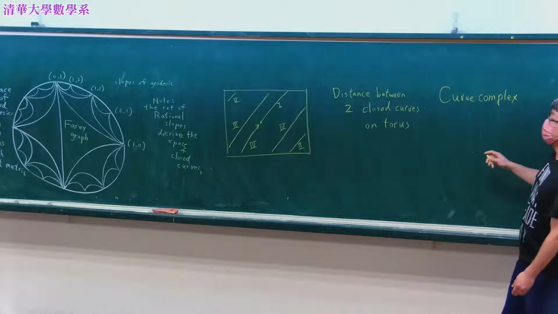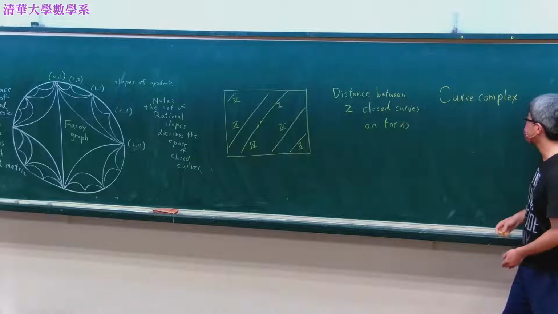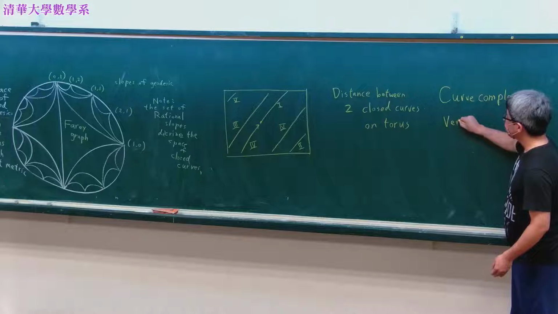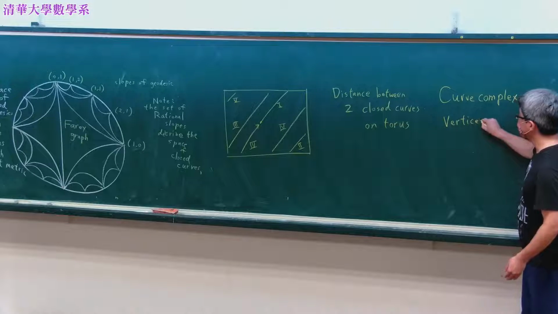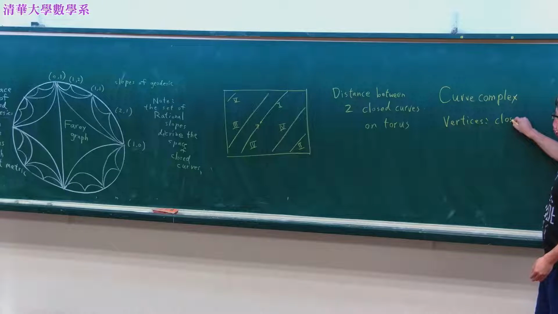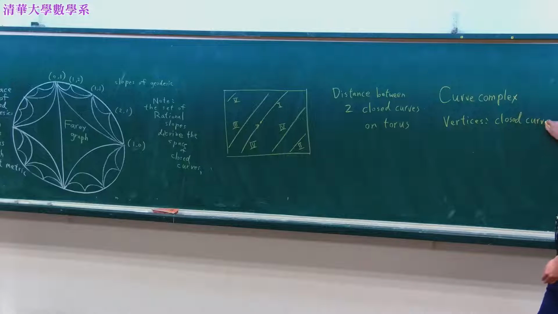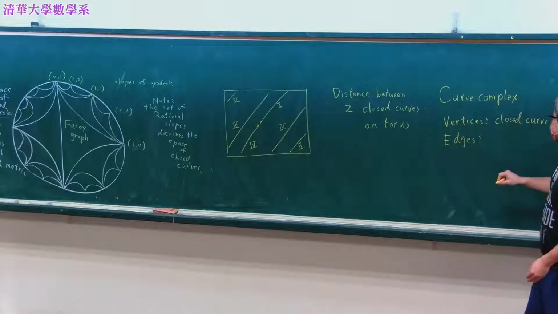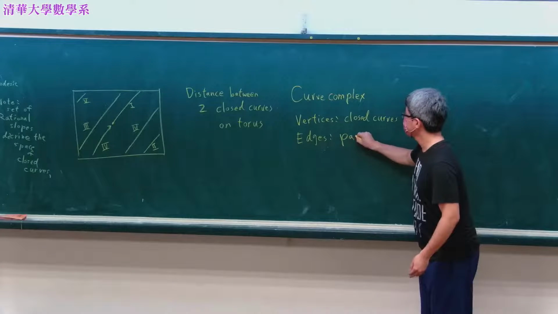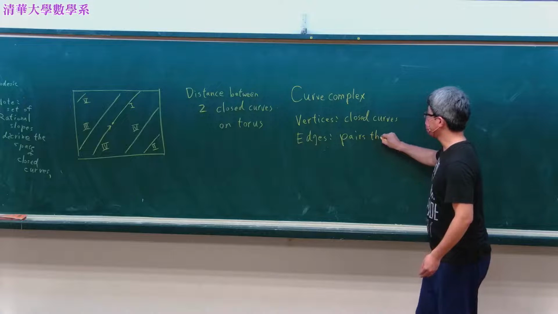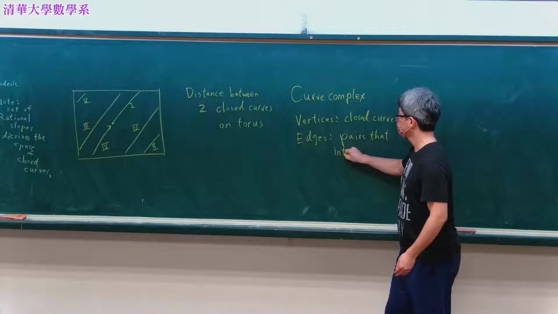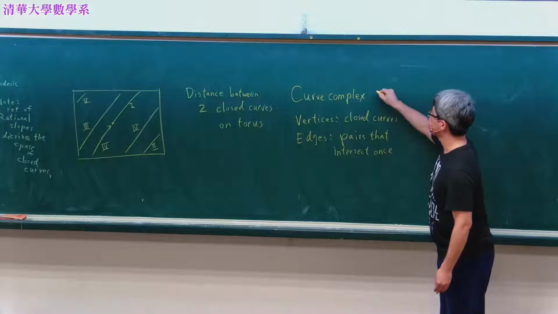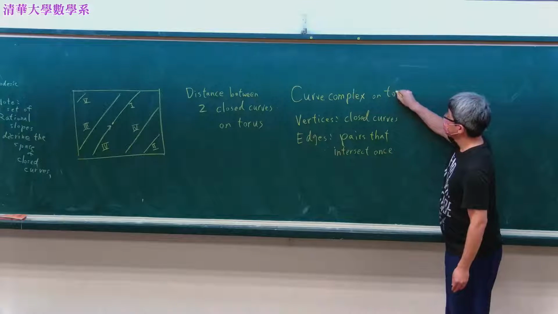The curve complex was introduced quite a long time ago. But anyway, the curve complex is defined to be kind of a graph. Your vertices are closed curves, and your edges are pairs that intersect once. So this is a curve complex on the torus.